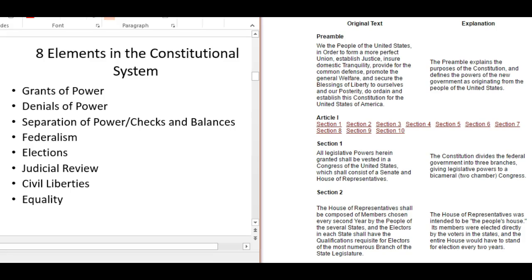All right, so let's actually turn to the Constitution now. First, just quickly look at the different parts to the Constitution and the main things that you find in each of the parts. And then talk about the elements in the constitutional system. So you'll find, for instance, grants of power throughout the Constitution, denials of power.